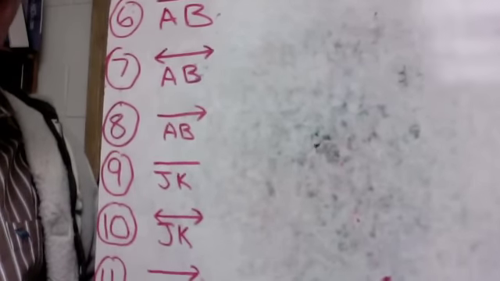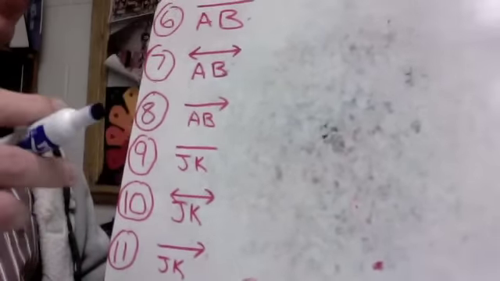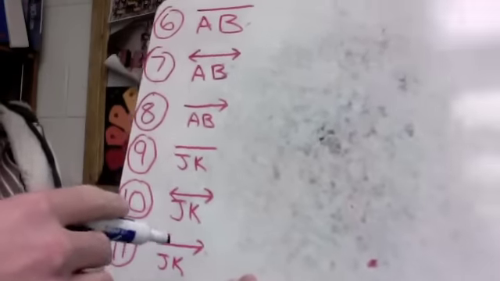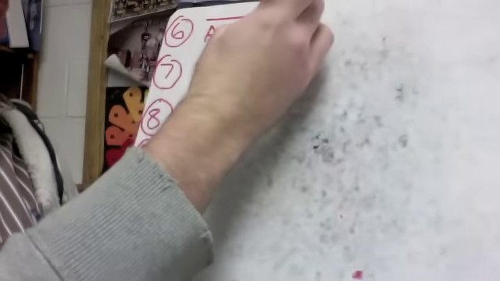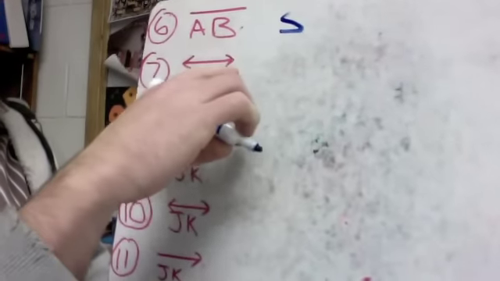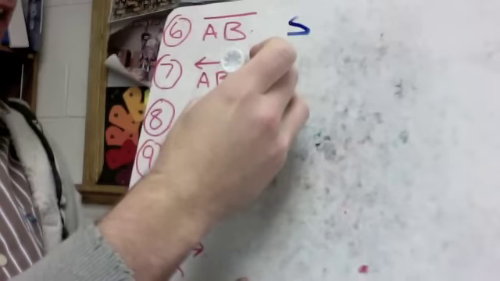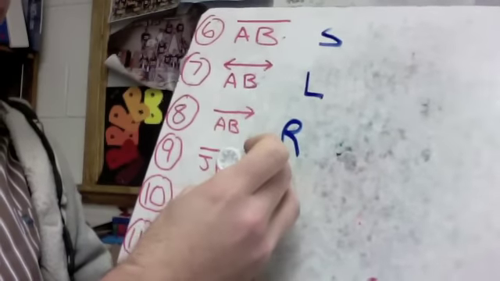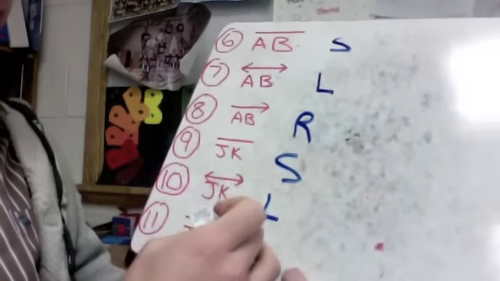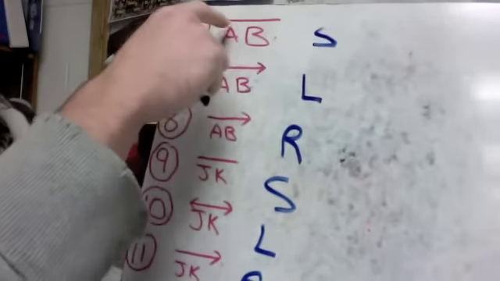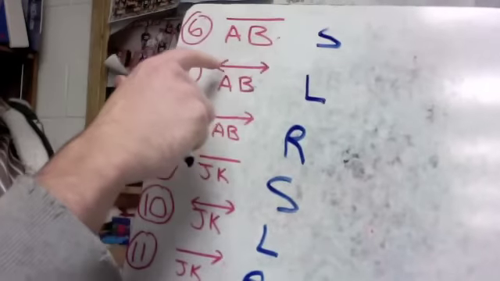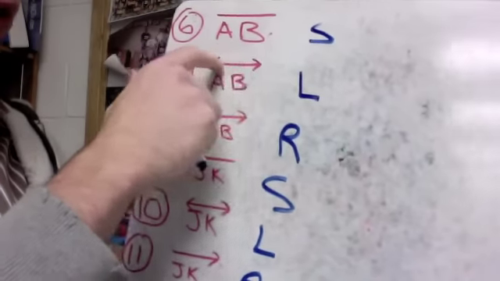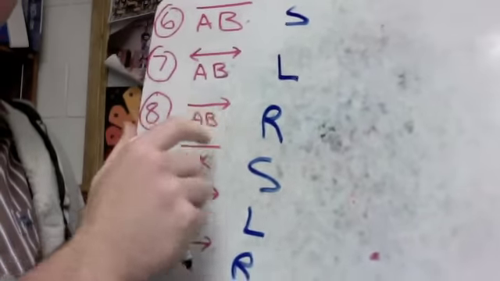6 through 11, we're just basically looking at symbols here. So I'm just going to go through and label what the symbols are first. Number 6, that would be a symbol for a segment. That would be a symbol for a line. That would be the symbol for a ray. Segment, line, ray. Stops at both ends. Line would be keeps going at both ends. Ray just keeps going at one end.